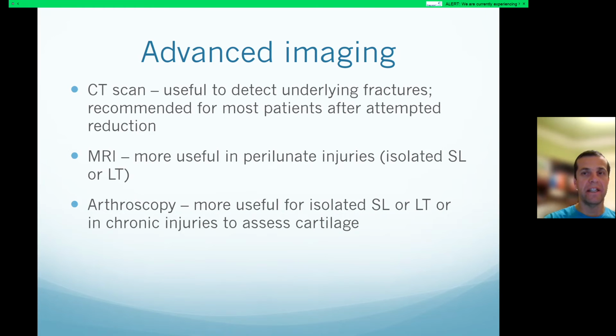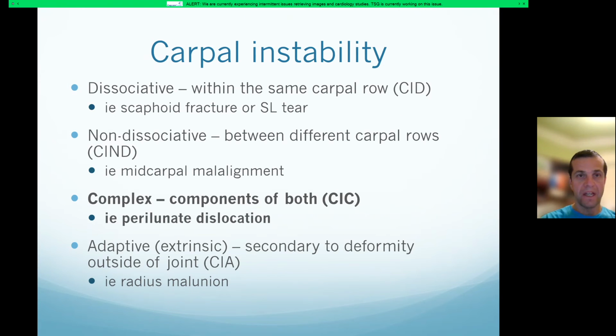Advanced imaging could be useful in certain patients. A CAT scan could be useful to detect underlying fractures, but should not be done before reduction. Every time a patient presents with such an injury, reduction should be attempted first, followed by advanced imaging. MRI could be useful in patients with perilunate injuries and isolated ligamentous disruption like scapholunate or lunotriquetral ligament. Arthroscopy similarly could be used for isolated ligamentous injuries or in chronic injuries where we need to assess the articular cartilage to decide on the appropriate treatment.